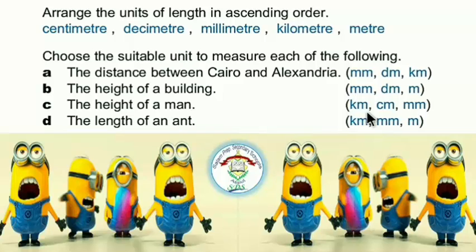Arrange the units of length in ascending order. We know ascending order means from the smallest to the greatest. So the smallest one is millimeter. The next, centimeter. The next, decimeter. The next, meter. The last one is kilometer.